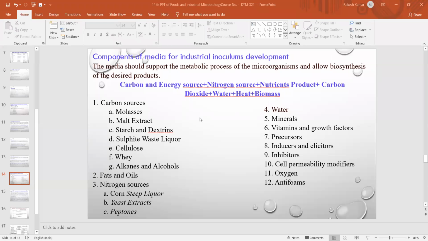In addition to these three major components, water, minerals, vitamins, growth factors, precursor, inducer, and elicitors, then inhibitors, cell permeability modifiers, oxygen, anti-foaming agents. So these things are required whenever you are formulating a particular type of substrate for achieving or for producing a certain type of end product.